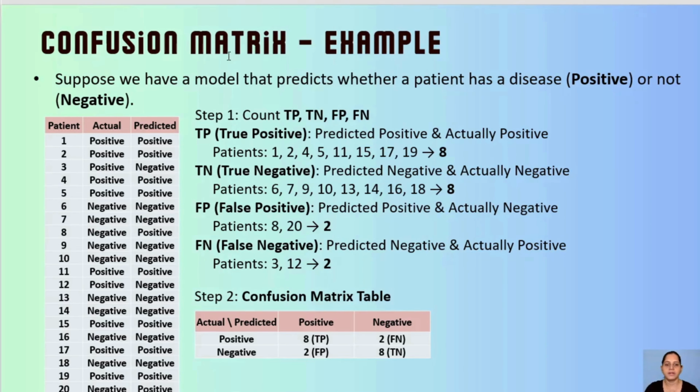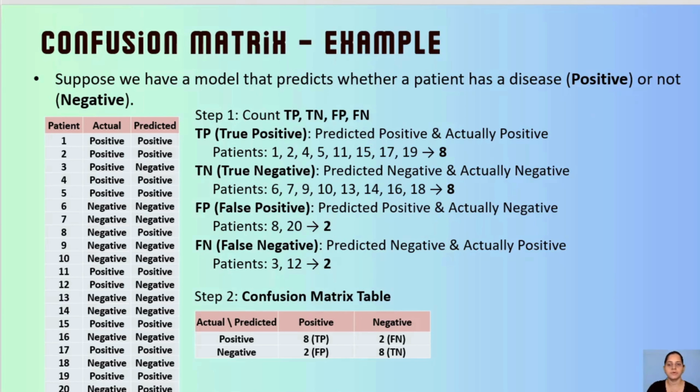Here, this is a data set for 20 patients I have taken. These are the different counts: actual, predicted, positive, negative. Everything has been recorded. Now, what is the first step we have to do? We have to identify the true positive class, true negative class, false positive class, and false negative class.